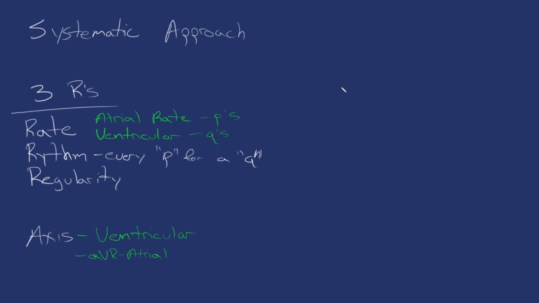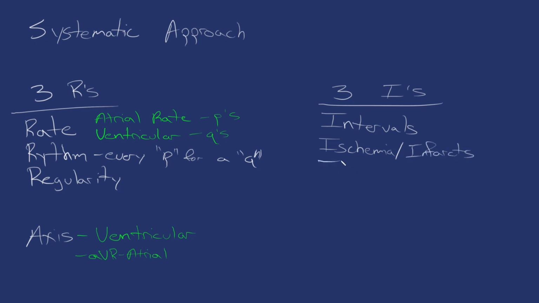From there we go to our three I's. The first one here is going to be our intervals. The next one is going to be for ischemia or infarcts. And the last one I list here is irregularities, just general irregularities.